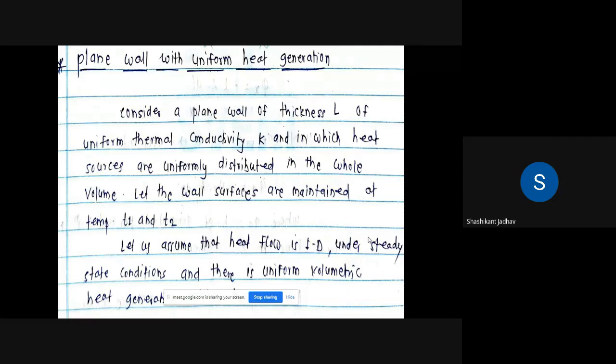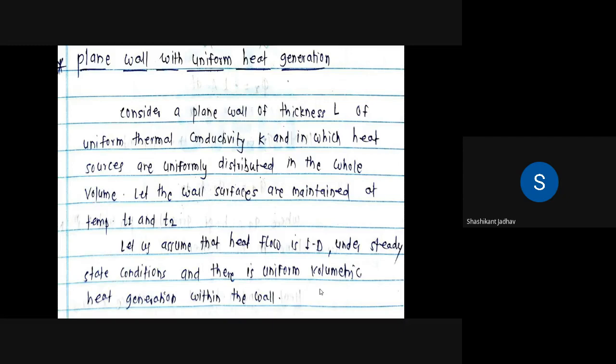Next line. Let us assume that heat flow is one dimensional, under steady state conditions, and there is uniform volumetric heat generation within the wall.